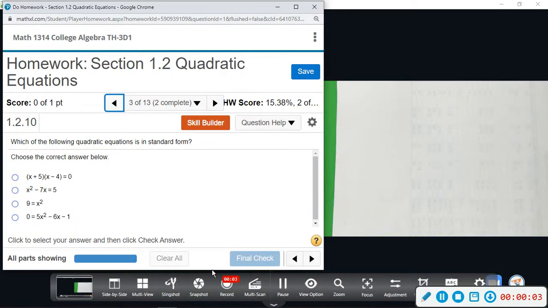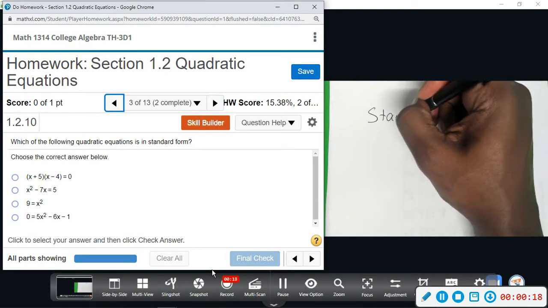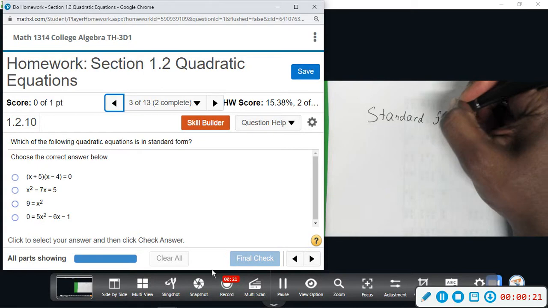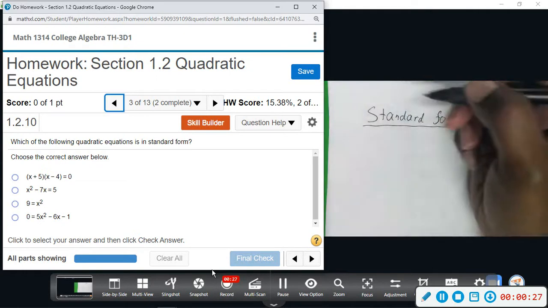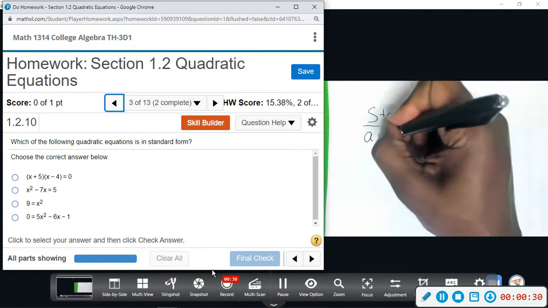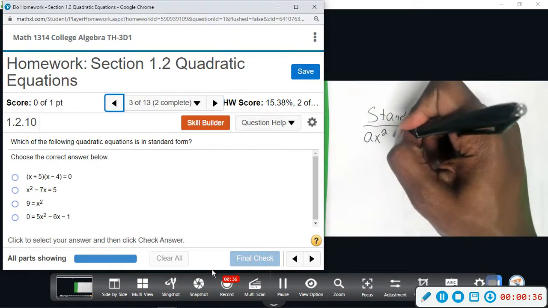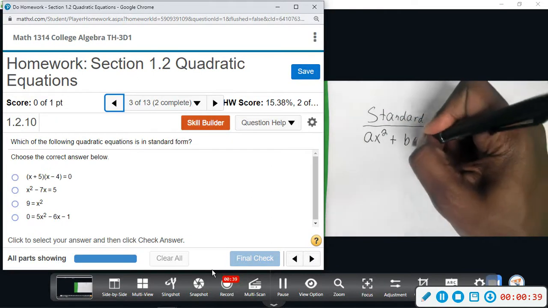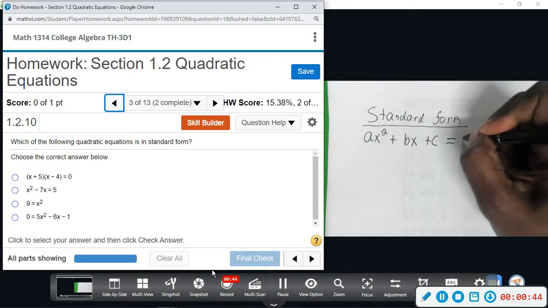Alright, number 3, this one just wants to know which of the following equations is in standard form. Okay, so standard form of a quadratic equation. Standard form looks like this with variables: a x squared, so some number a with your x squared variable, plus bx, so some number times x, plus c equals 0.